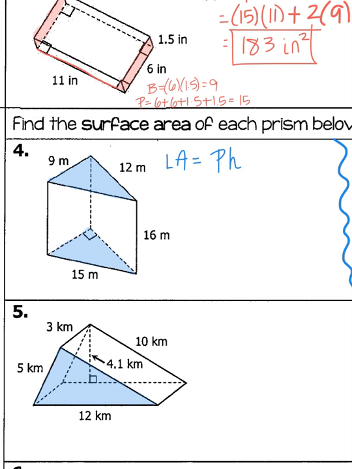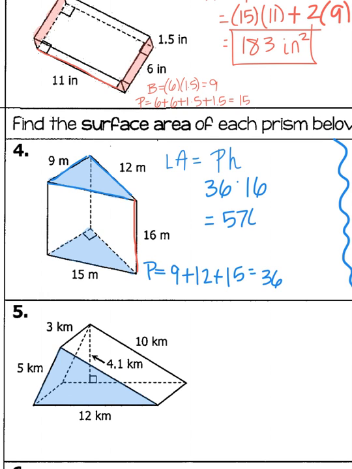As you can see, my base is my right triangle. So I need to go ahead and add up all the sides. I know that one of the sides is 9, then I have a 12, and I know that this one's 15. So I'm going to add those 3 together. Alright, so I get a 36. And remember, the height of the prism is what separates your two bases. So I have a height of 16. So when I multiply those two together, I get 576 squared meters.